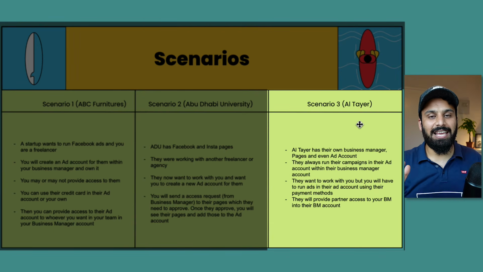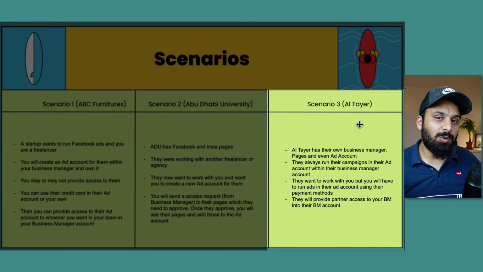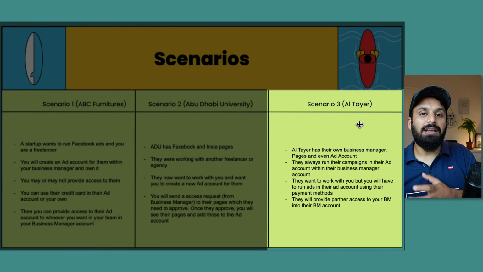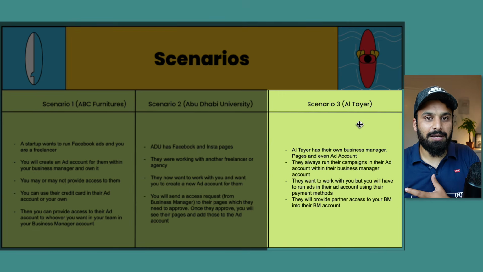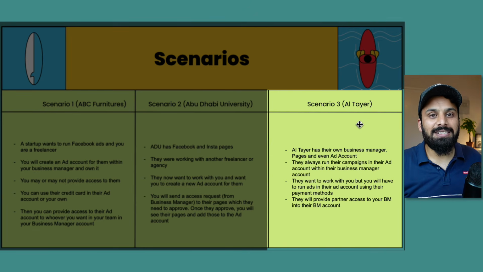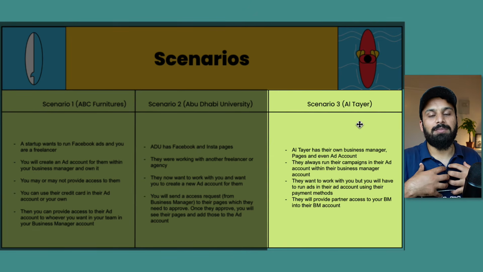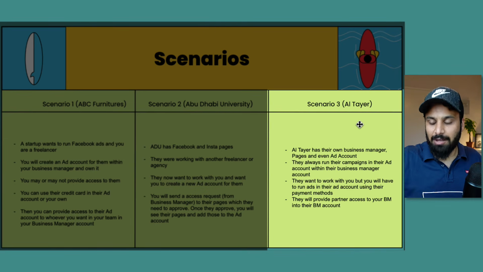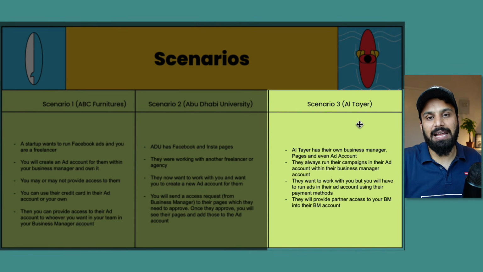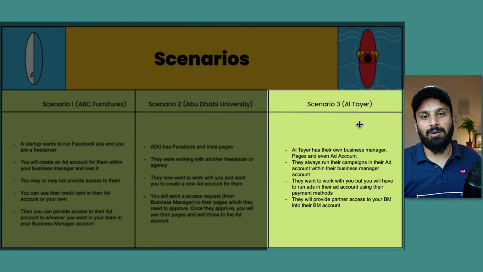So in that case, what will happen is you can ask them to provide partner access to your business manager from their business manager, right? So once they do that, in your business manager, you will see their business manager, and all the ad accounts and pages in that business manager you will get access. And in their business manager they can even control, okay, give them access to only Ford ad account and Ford Facebook and Instagram pages, right?